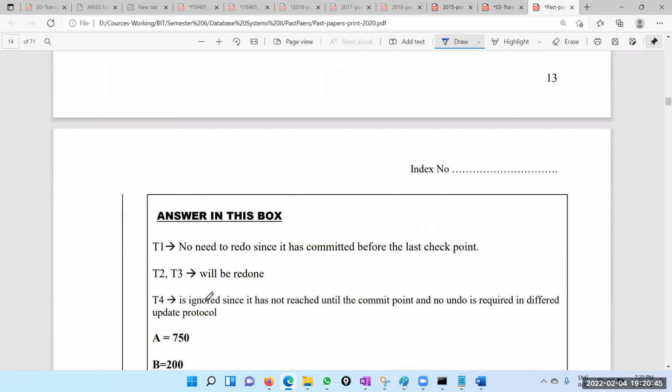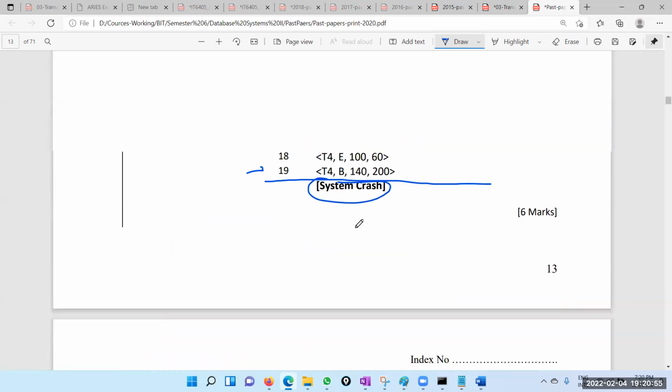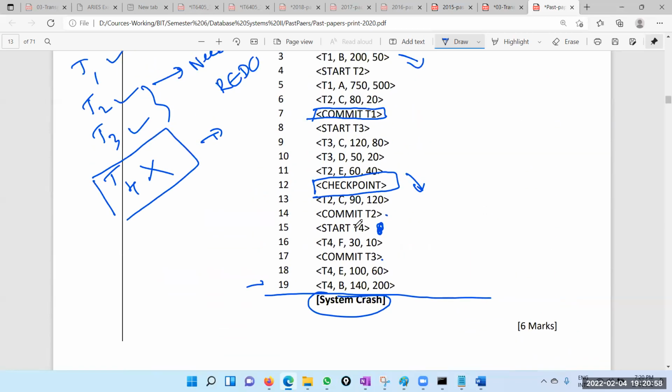Transaction 4 is ignored since it has not reached the commit point and no undo is required in deferred update protocol. Now you can see, if it is deferred update protocol, you don't have to do undo. So therefore, without committing, these things are not flushed. Because deferred update means deferred update and no steal. So in a no steal scenario, these things are not yet written before crashing. So therefore, you don't have to do anything.